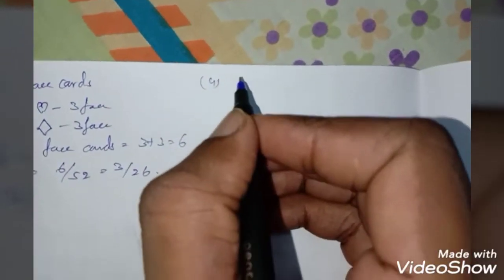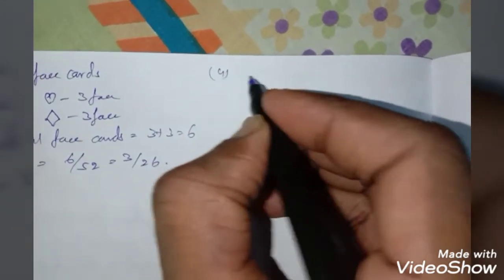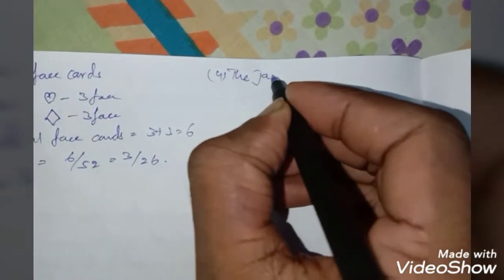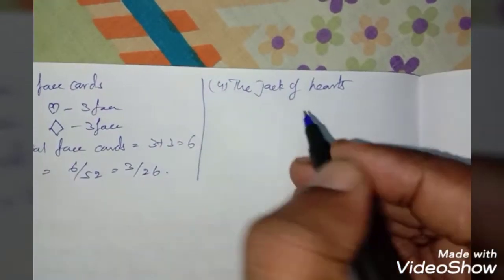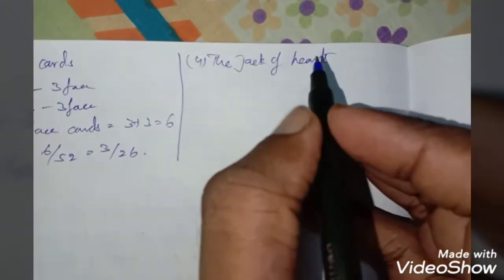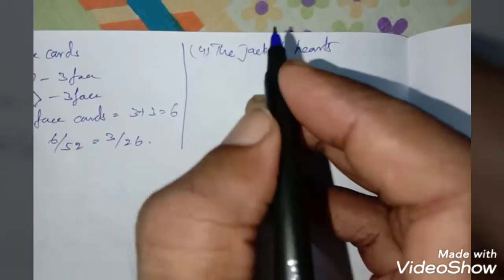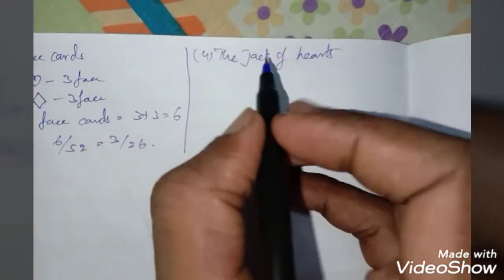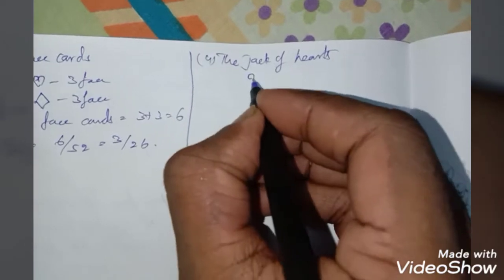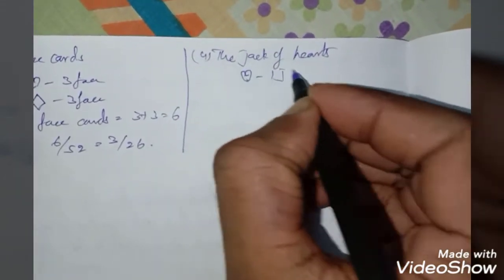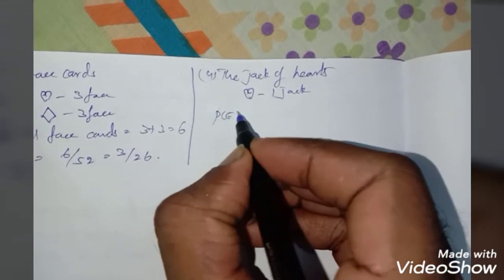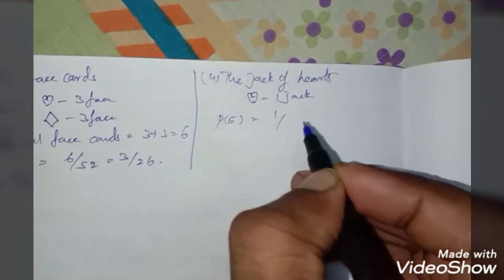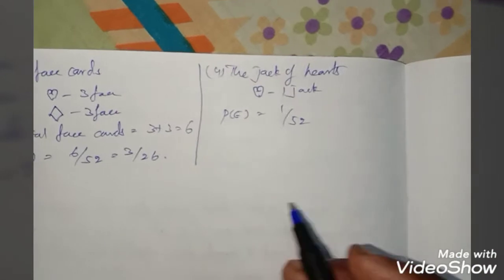Now what is the fourth question here? The jack of hearts, right? Now, how many jacks do you have? Only one jack in hearts. So in hearts you have only one jack, right? So here the probability of an event is nothing but possible outcome 1 divided by total 52, right?